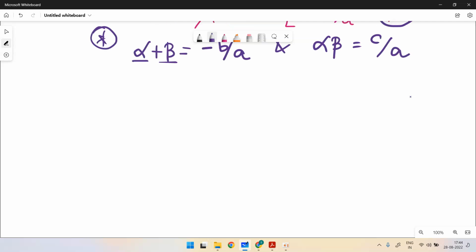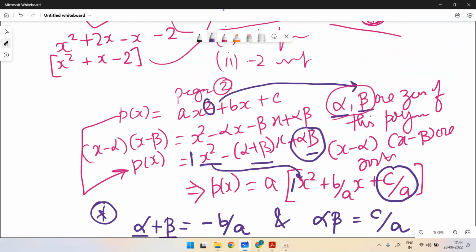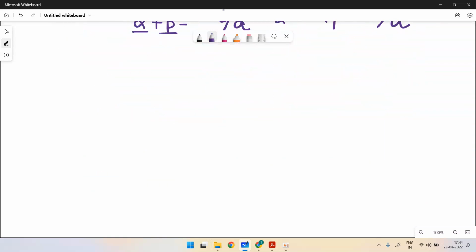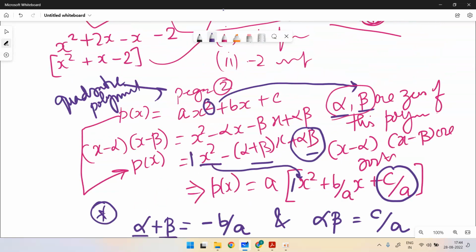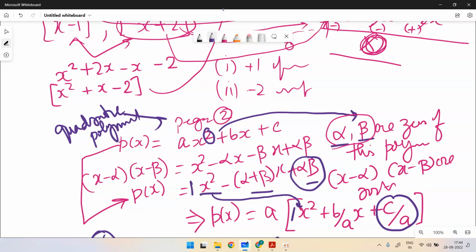Next, since the degree is 2, I can call it a quadratic polynomial. Also, if the degree is 2 and I equate it to 0, then in the graph you can see that it will intersect the x-axis at 2 points at most. The minimum can be 0 and the maximum is 2 points.